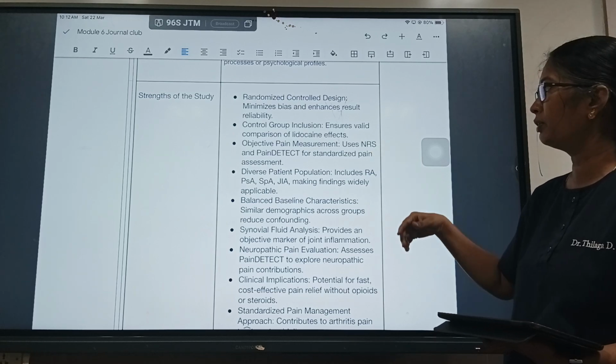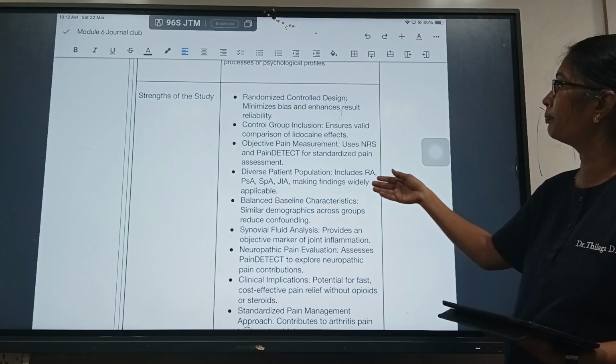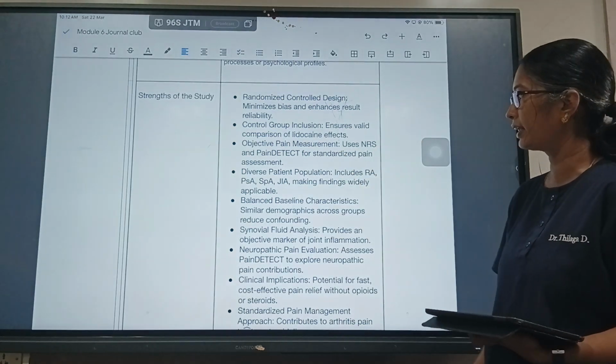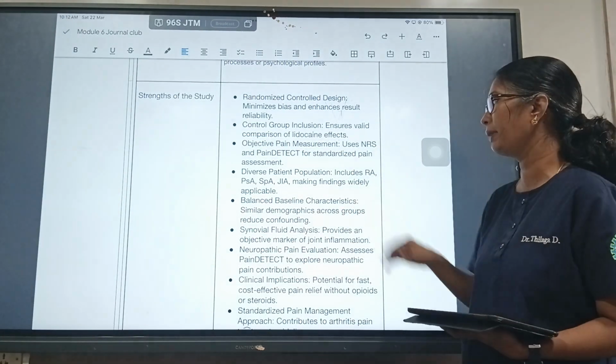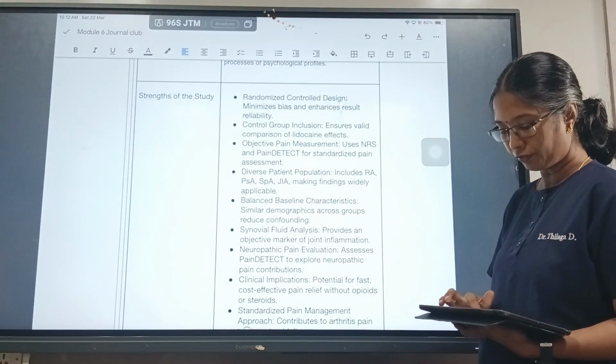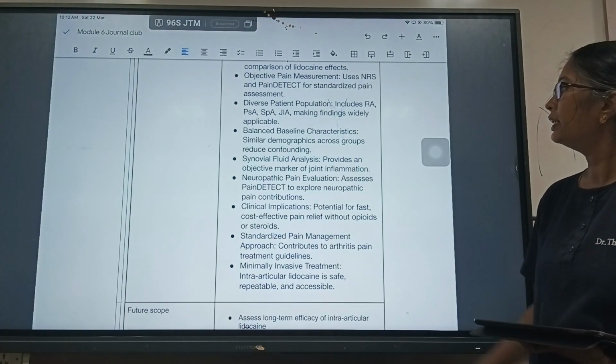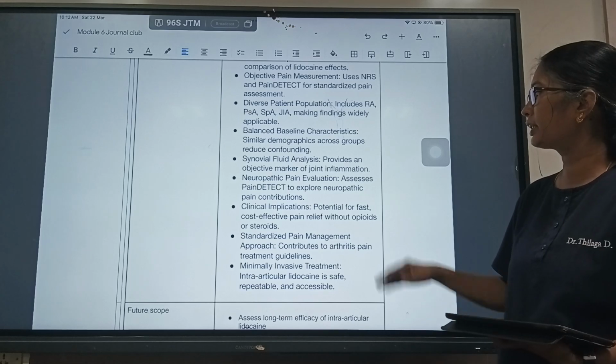The strengths of the study: it is an RCT with a direct control group and inclusion criteria. Objective pain measurement was used, and they used a diverse pain patient population, which includes most of the inflammatory arthritis groups, with balanced baseline characteristics. Synovial fluid analysis was done, which provides an objective marker of joint inflammation. They also did a neuropathic pain evaluation.